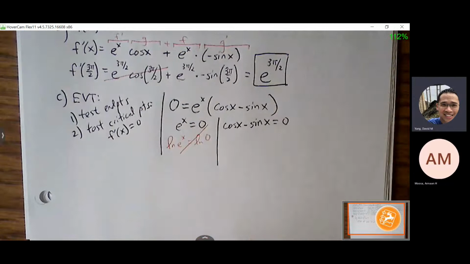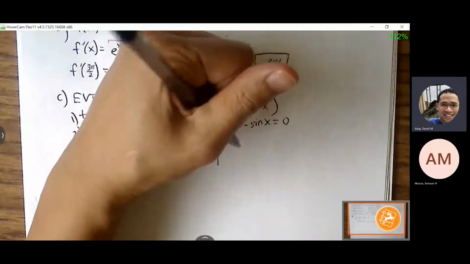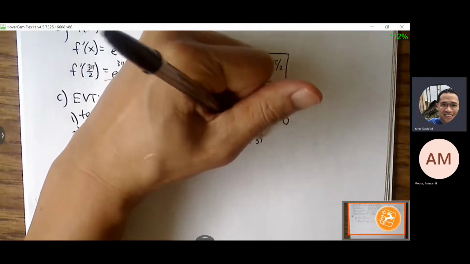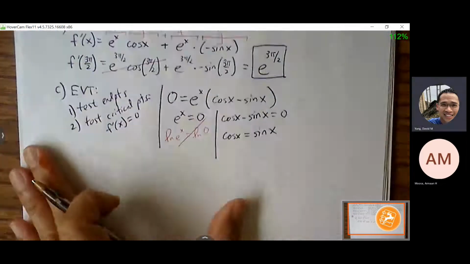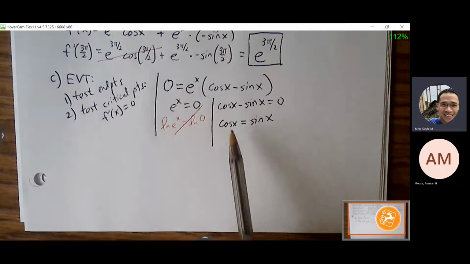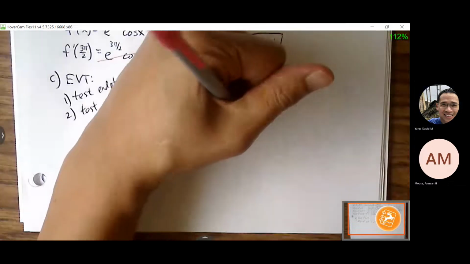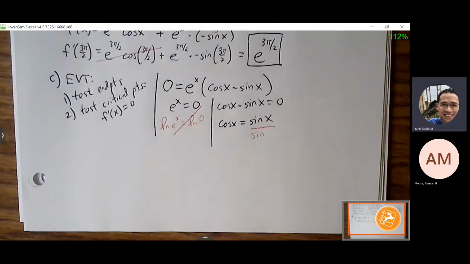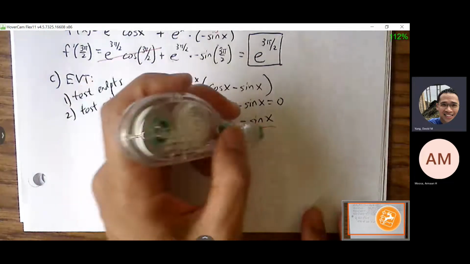Now, cosine minus sine equals 0. This feels a little bit harder. It's like, how do I solve one in terms of the other? Well, what if I set them equal to each other? Cosine of x is equal to sine of x. Doesn't feel like we're making much progress, but what if we divide both sides by sine? Or better yet, what if we divide both sides by cosine?